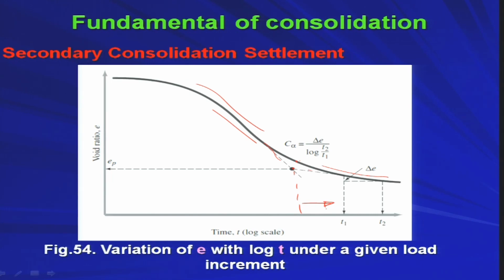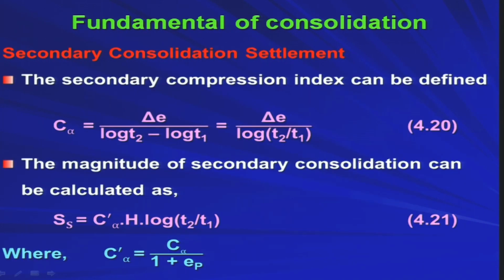So, here actually if you see, this is with respect to time. So, void ratio versus time plot in log scale. So, this is T1, at T1 whatever void ratio was there, at T2 this is the void ratio. So, your difference in void ratio is delta e. So, you can establish, right, the equation for this part or this secondary consolidation part. So, let us see what is the equation.